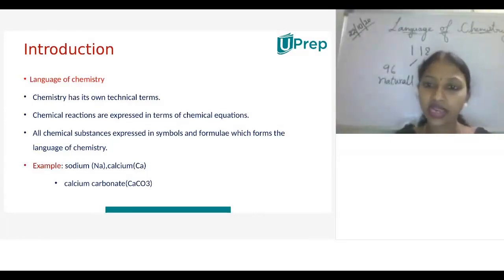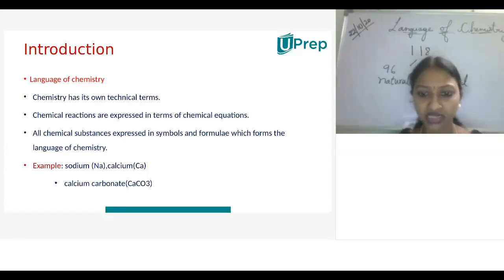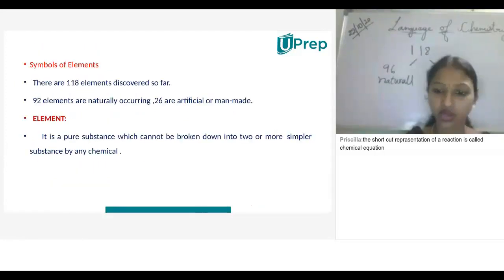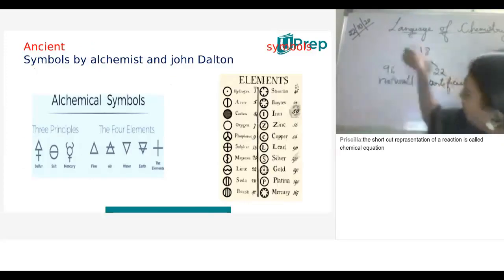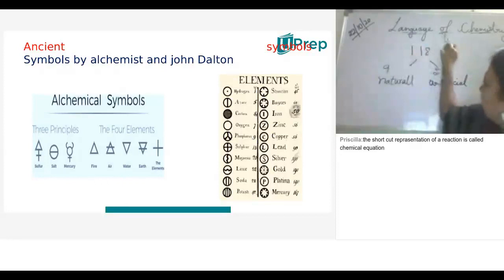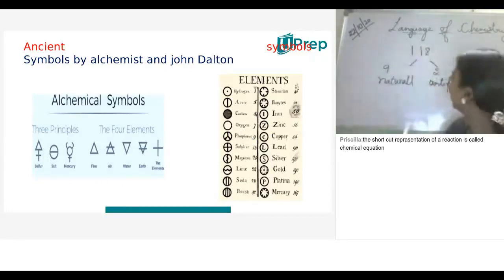So here, within those 118 elements, 96 are naturally obtained under the earth's crust. Okay, sorry, 96 are natural, and the others are found in the chemistry labs. Yes, you have seen them in the chemistry lab.